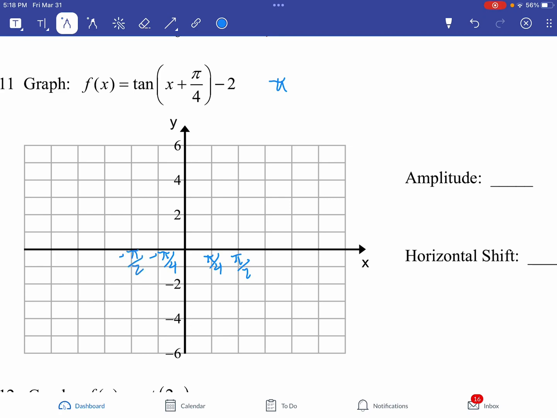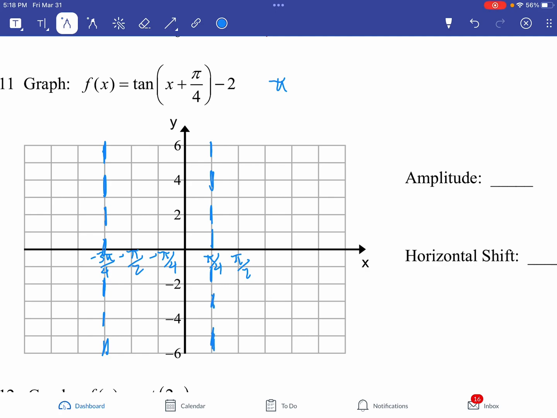Okay. This time, though, there is a horizontal shift. We're going to the left by pi over 4, which is one interval. So that means this is going to be negative 3 pi over 4. And that is where our asymptote will be. So that means I'm going to move the other asymptote once to the left as well.